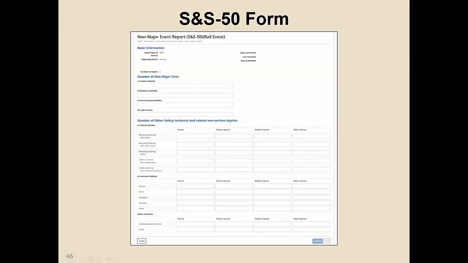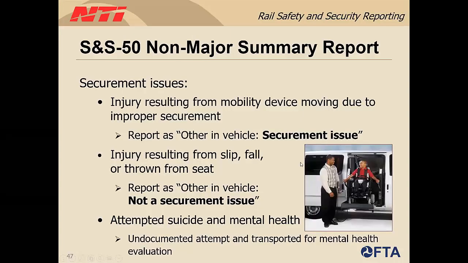Here's a snapshot of the S&S-20 monthly summary report form. Two of the categories for injuries on the S&S-20 form relate to securement issues. Securement issues are those related to an injury resulting from improper securement of a mobility device such as a wheelchair or scooter, so they are reported as other in-vehicle securement issues. The other category is other in-vehicle, not a securement issue. These are trips, slips while on the vehicle, or being thrown from a seat during a vehicle maneuver.